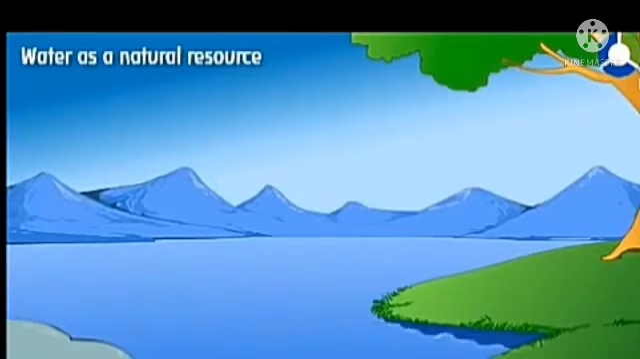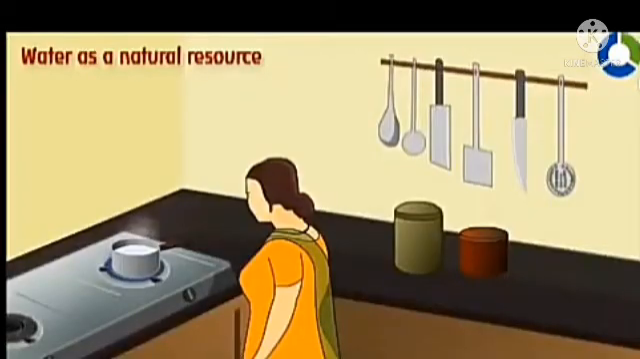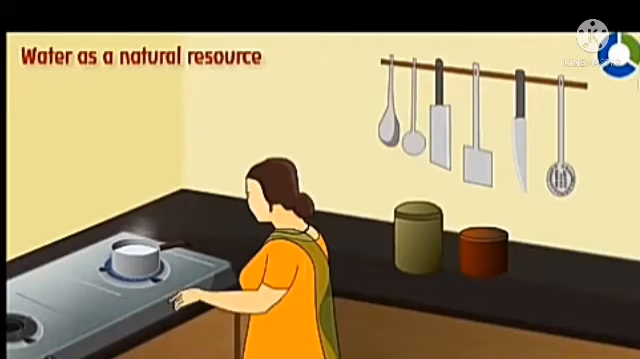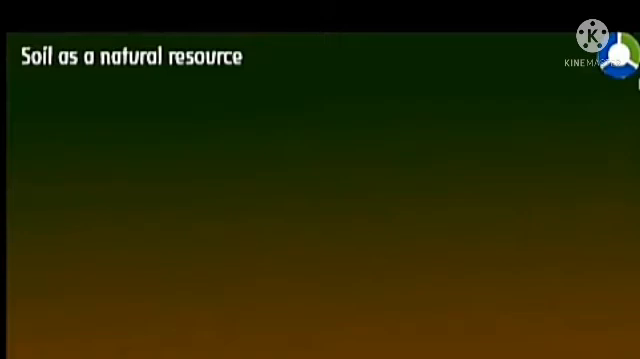Water is another natural resource. Water is useful for both domestic and industrial use. For domestic use, water is used for drinking, so we drink water, and water helps in digestion. We also use water for cooking in our homes. Even to wash our clothes, we also use water. Water is used industrially by industries.